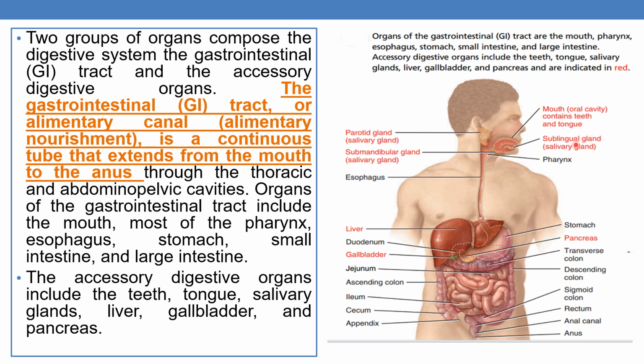The salivary glands are sublingual glands, parotid glands and submandibular glands. There are three pairs of major salivary glands. They are sublingual, parotid and submandibular. The next is pharynx, esophagus, then stomach directly. Here you can see liver. Liver is indicated in the red color. It is an accessory digestive organ. Similarly, gallbladder, the green color one, is also indicated in the red color. This is also an accessory organ. And pancreas. This is also an accessory organ. The black color ones are all organs of gastrointestinal tract.